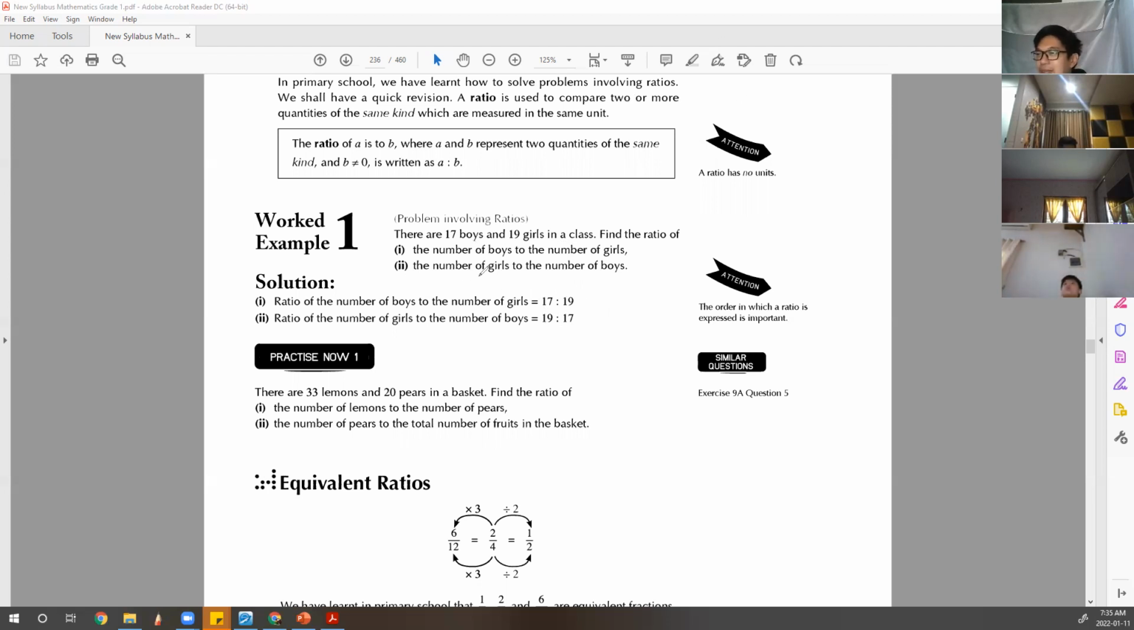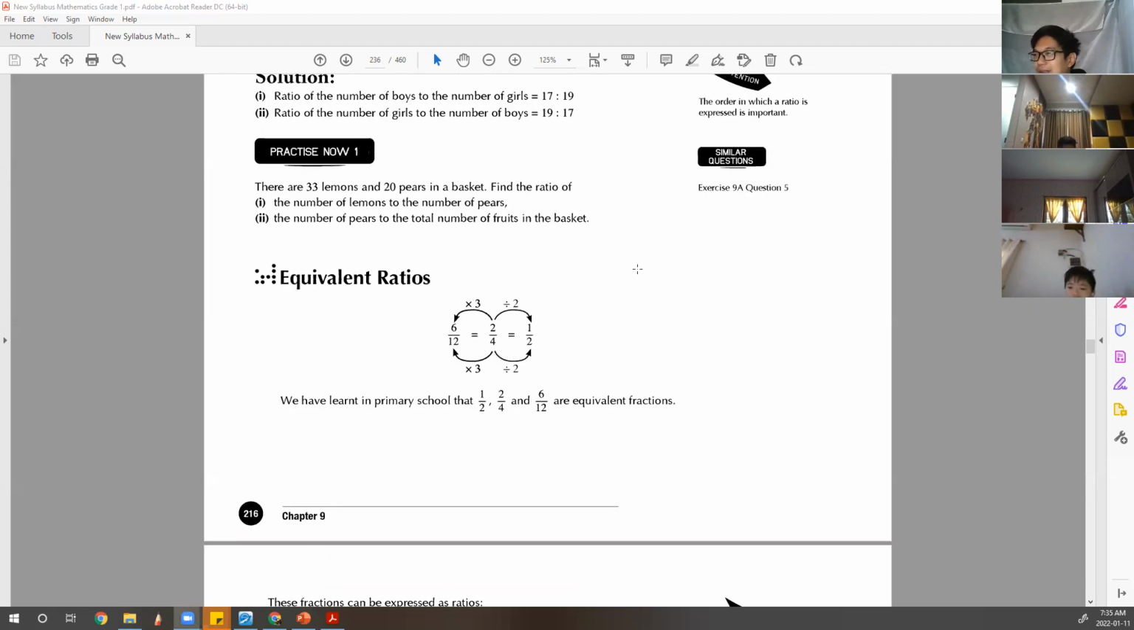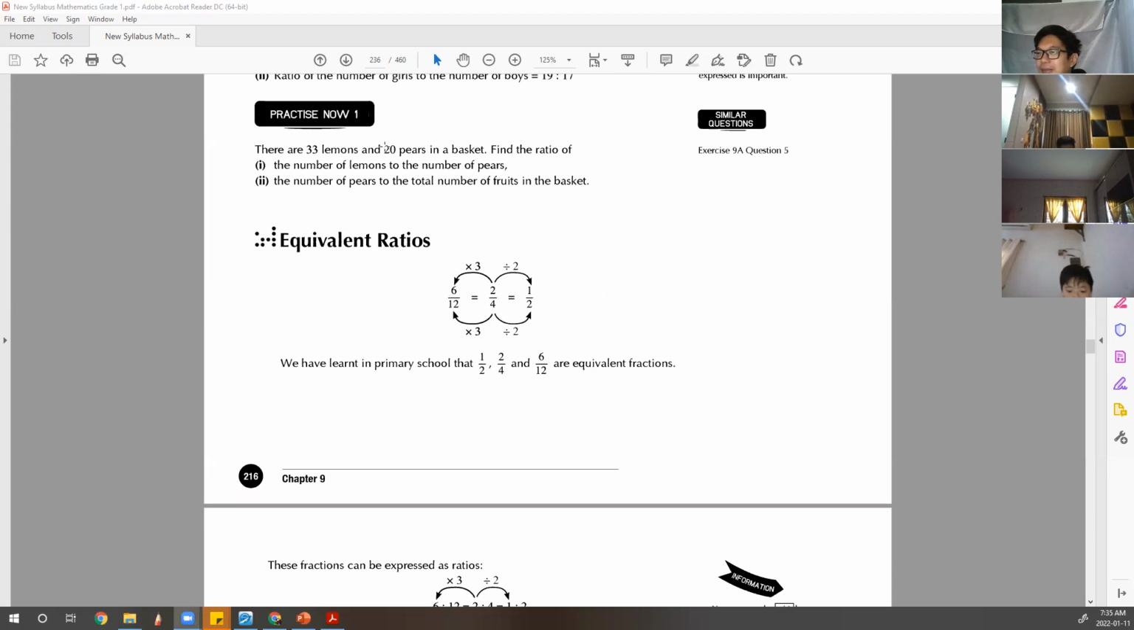Now, there are 33 lemons and 20 pears in a basket. Find the ratio of lemons to pears. Lemons to pears. Quite simple. So what you need to do: lemons by pears, 33 by 20. Very simple.